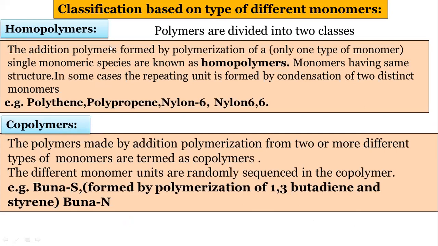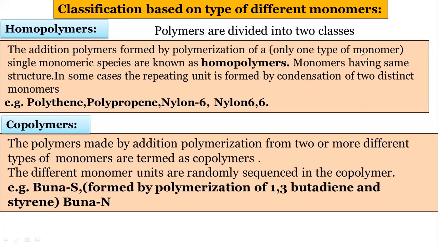So this is also important for the board exam. For the short note, it is asked, write a note on homopolymers for 2 marks and write a note on copolymers for 2 marks. So what is expected? We have to write the definition and we have to write only examples. So homopolymers are addition polymers formed by the polymerization of only one type of monomer. This is very important.